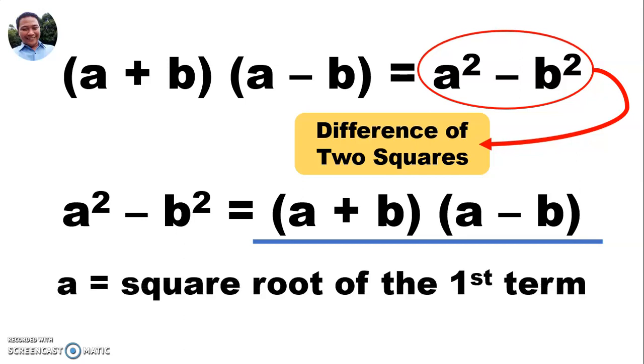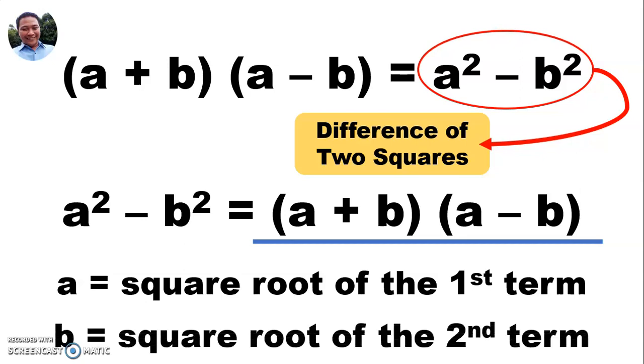a here is the square root of the first term, or it is the number or expression whose product is equal to the first term when multiplied to itself. b is the square root of the second term, or it is the number or expression whose product is equal to the second term when multiplied to itself. Now, with this given pattern, we are now ready to factor difference of two squares.